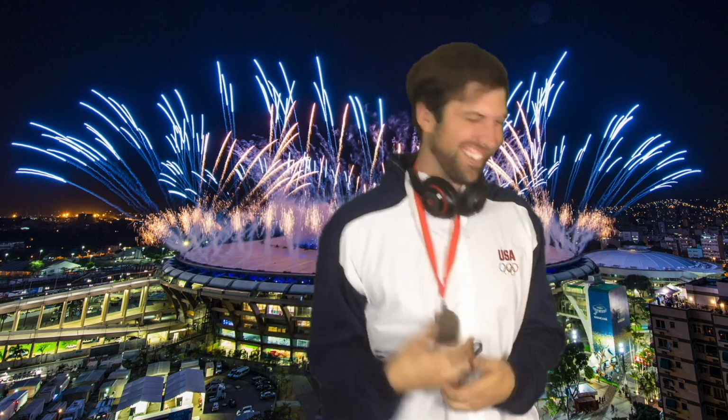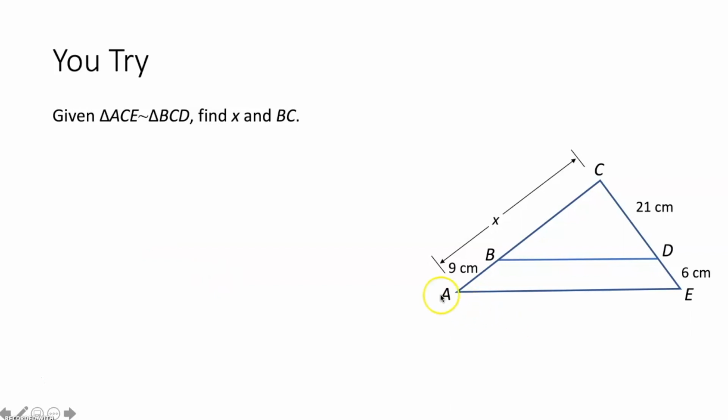Now it's your turn to try. Okay, this time we are given triangle ACE. The big triangle is similar to triangle ACD, the small triangle. And we need to find x and the measure of segment BC right here.